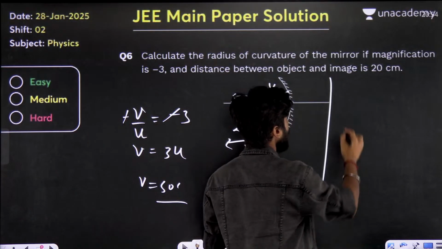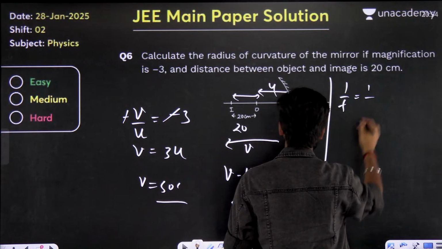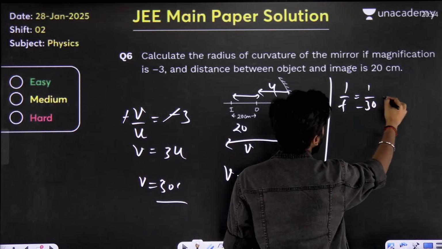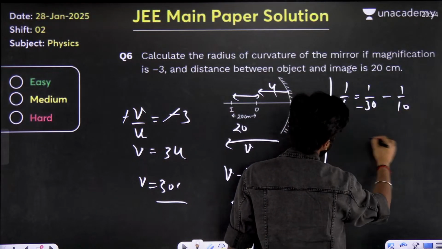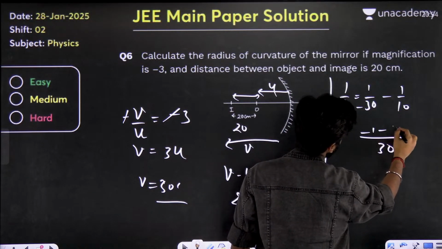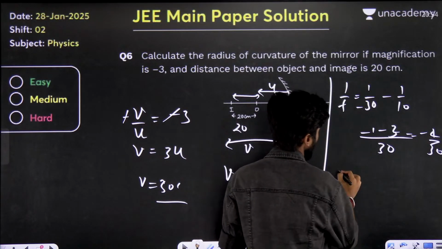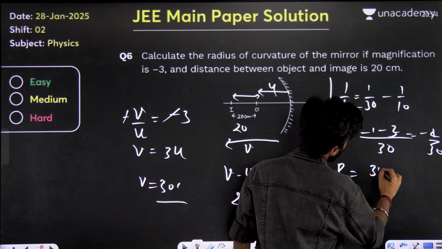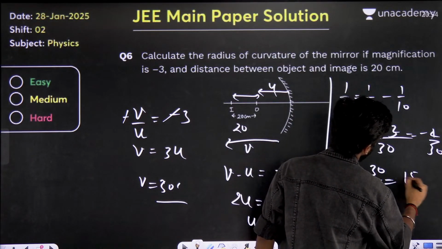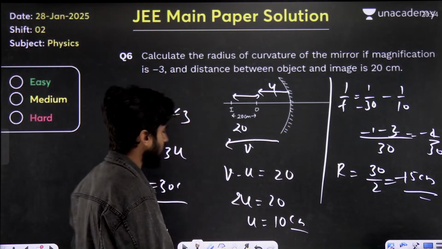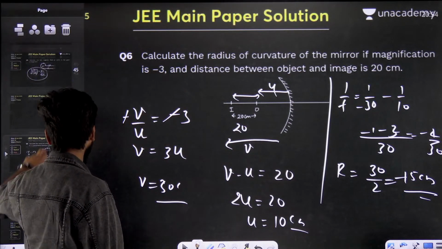We can find the focal length from here. 1 by F is equal to 1 upon V plus 1 upon U. V is -30, and U is -10, so it will be simply -1 minus 3 over 30, so it will be -4 by 30. So we can simply write R is equal to 30 by 2, meaning 15 centimeter. -15 centimeter is the right answer. Okay. Next question. Two more simple questions were asked in this shift.